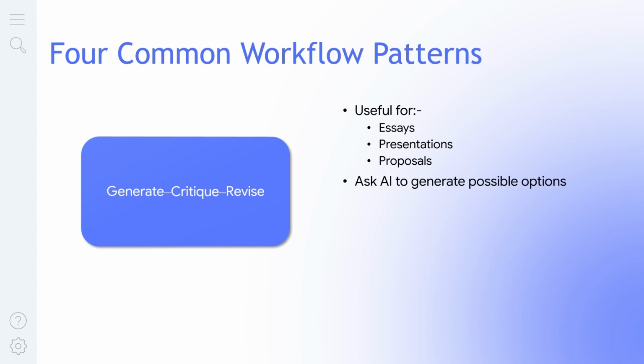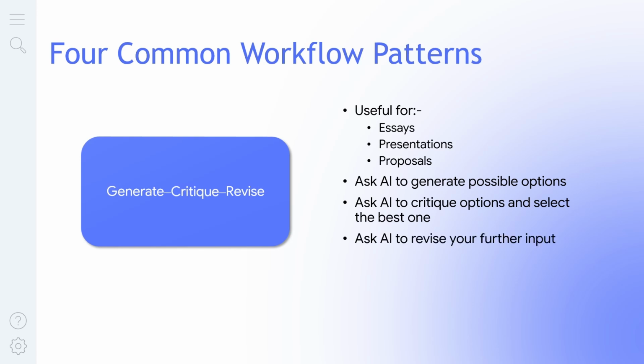You ask AI to generate 3 possible outlines, then you ask it to critique them and say which is strongest and why. Then you have it revise the strongest one to be clearer and more original. Notice that you are using the AI's critique on its own generation, with your judgment steering.